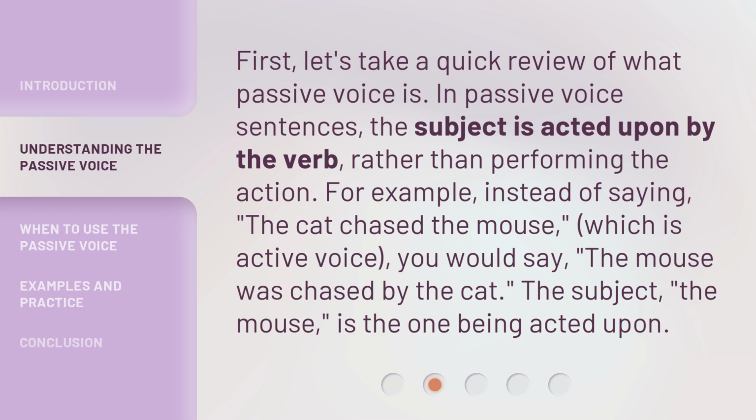First, let's take a quick review of what passive voice is. In passive voice sentences, the subject is acted upon by the verb, rather than performing the action. For example, instead of saying, "The cat chased the mouse," which is active voice, you would say, "The mouse was chased by the cat." The subject, the mouse, is the one being acted upon.